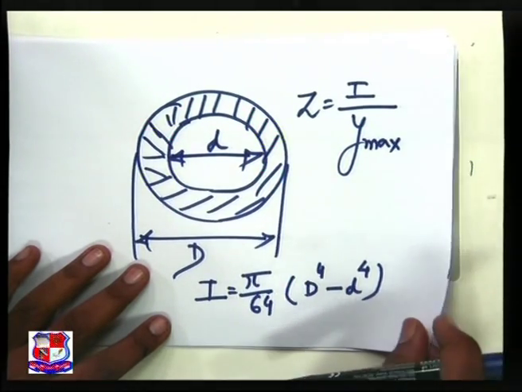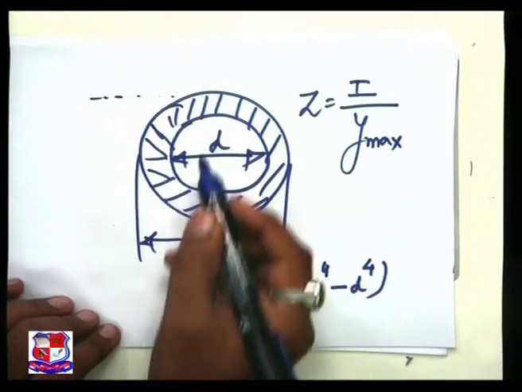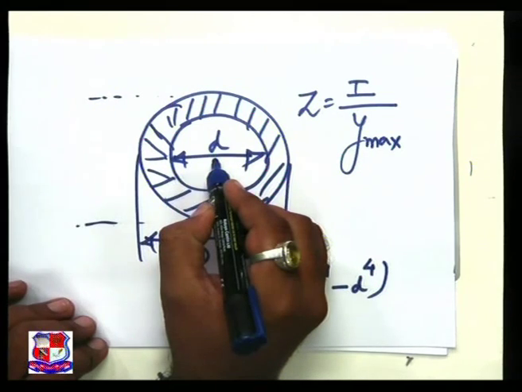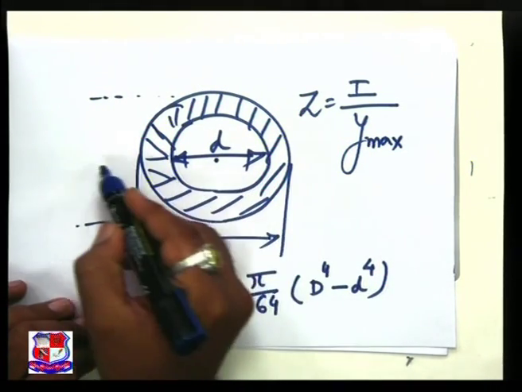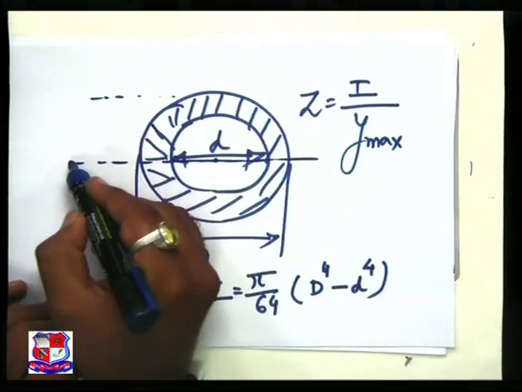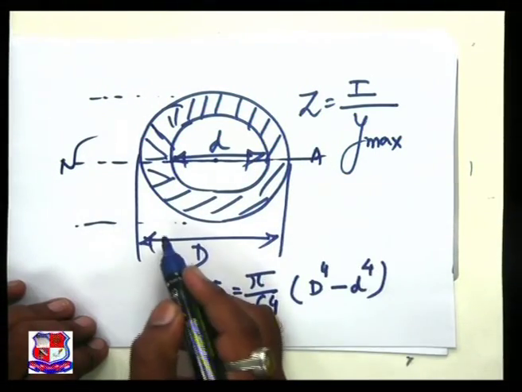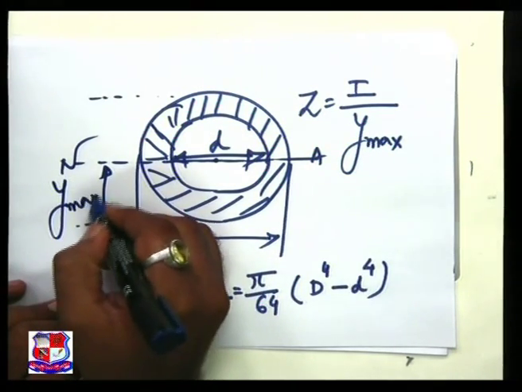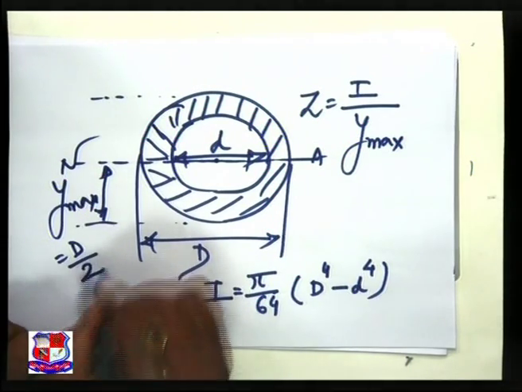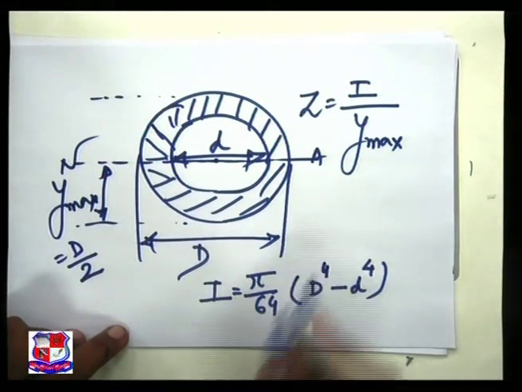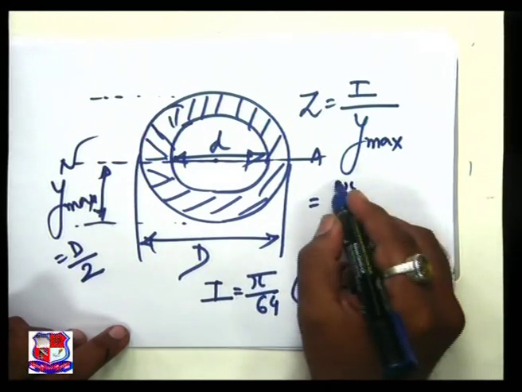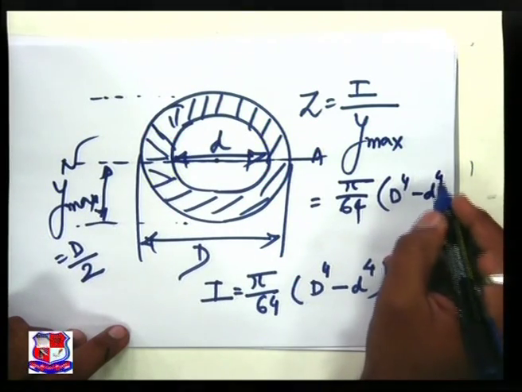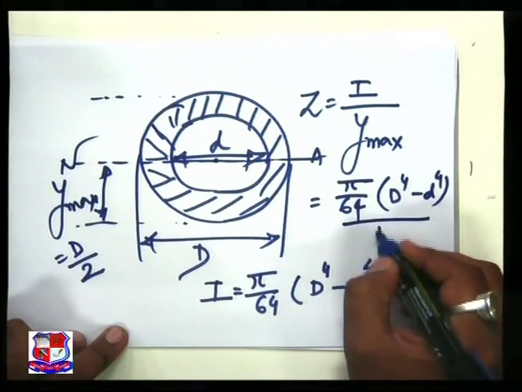What is Ymax? See, this outer diameter is D. The given section is a symmetrical section. The center of gravity is known to us, the neutral axis is known to us. So this value Ymax is nothing but D by 2, capital D by 2. So we got Z is equal to pi by 64 bracket D raised to 4 minus d raised to 4, divided by D by 2.